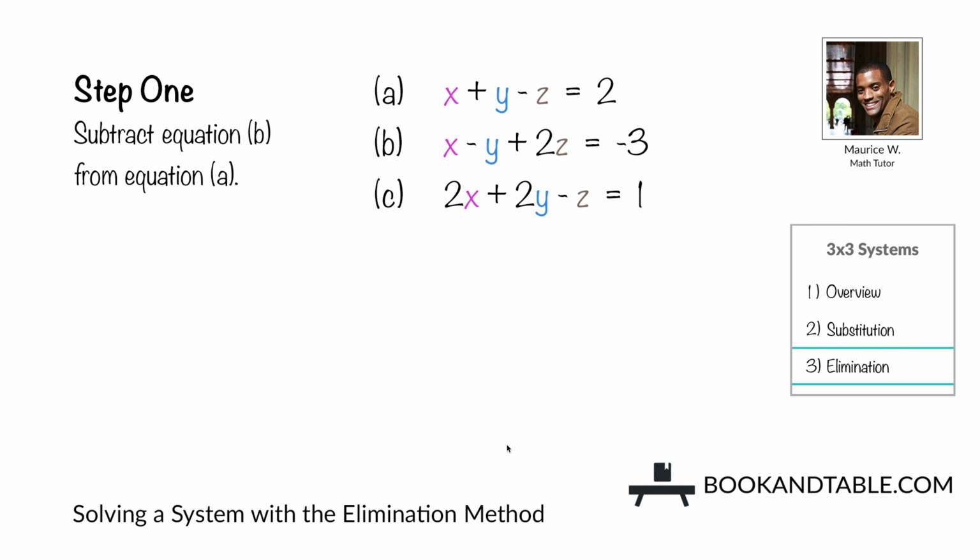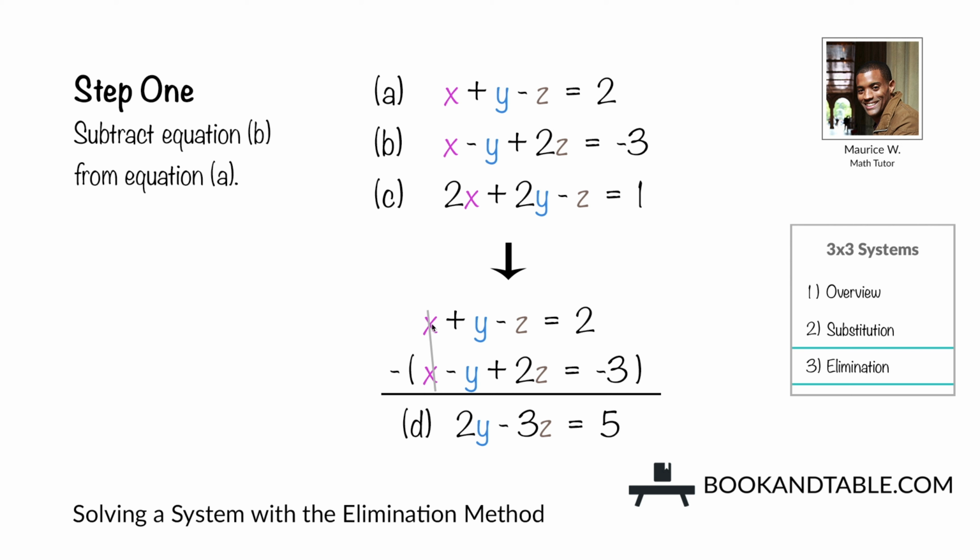So step 1, if we're working with A and B, what we want to do is subtract equation B from equation A. We do not need to multiply either equation by anything since we have x in both. So if we subtract equation B from A, we're able to eliminate our x variable, which is the goal. So we get y plus y, which is 2y. And we get negative z minus 2z, which would give us negative 3z. And 2 minus negative 3 would give us positive 5. So equation D is 2y minus 3z is equal to 5.